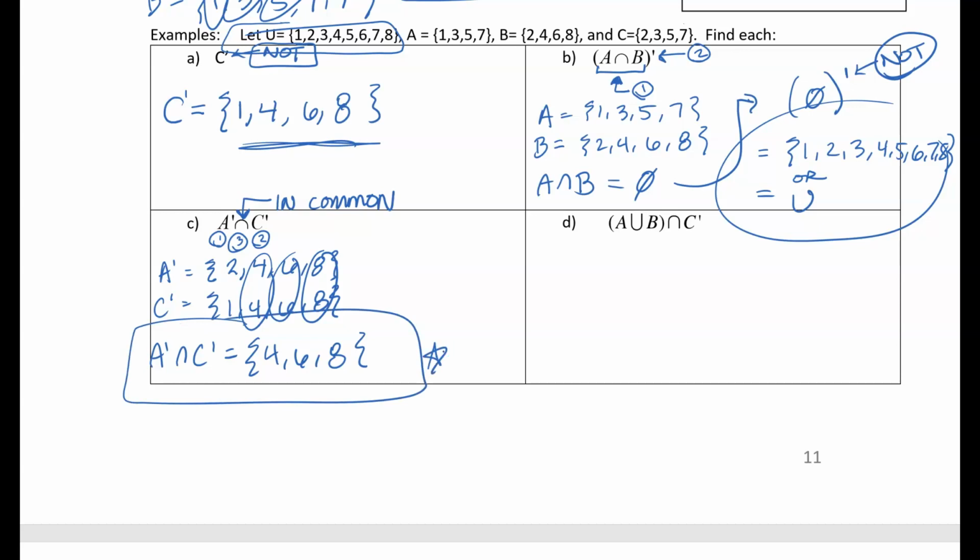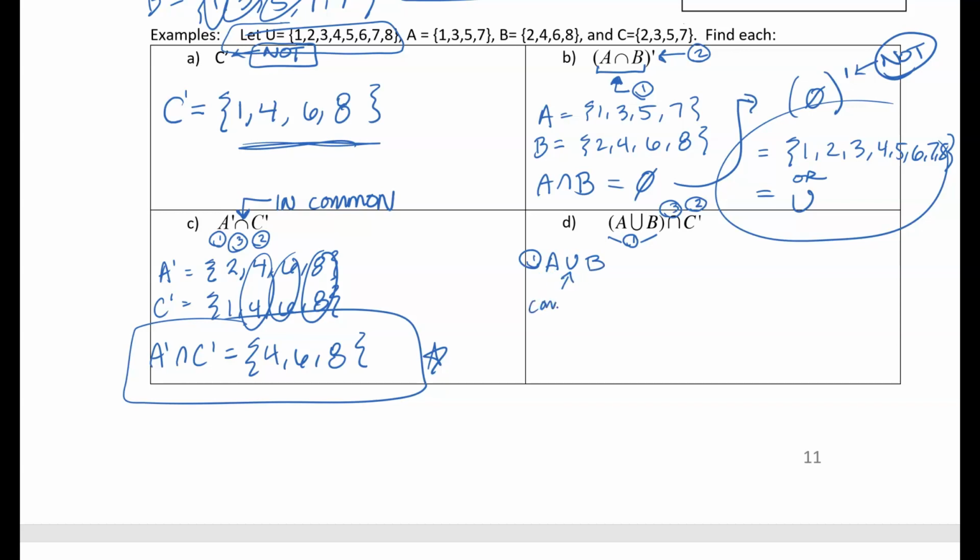Okay. So last but not least, this one's a little bit longer. So you got lots of parts. Just like in part B, there's parentheses. So you're going to want to do those parentheses first. So I'm going to put a little number 1 here. So you're going to do the parentheses first. Then we're going to do C complement, and then we're going to do the intersection or find out what those two have in common.